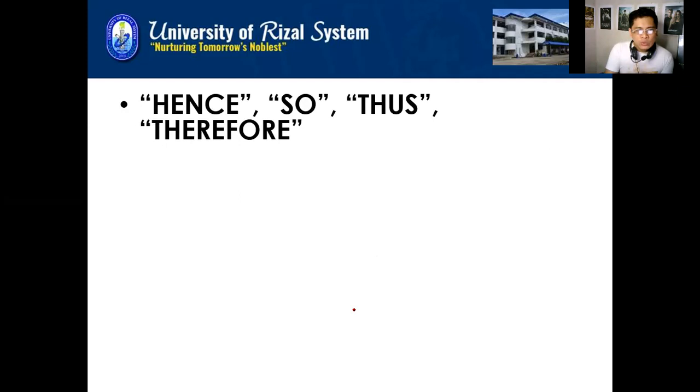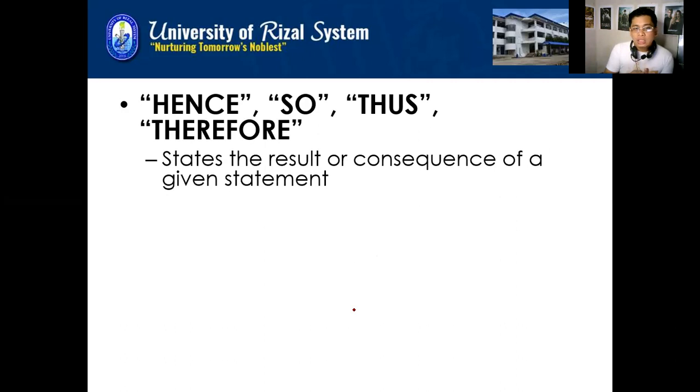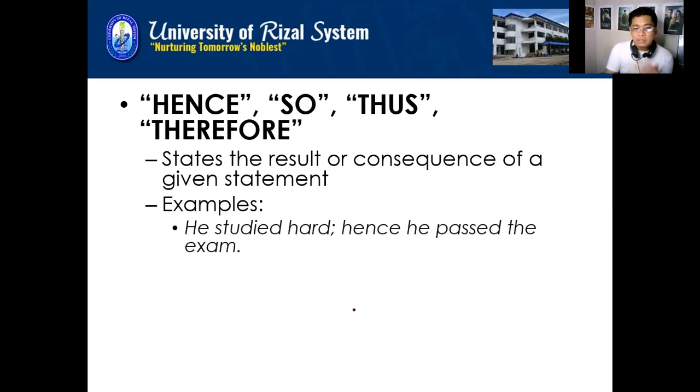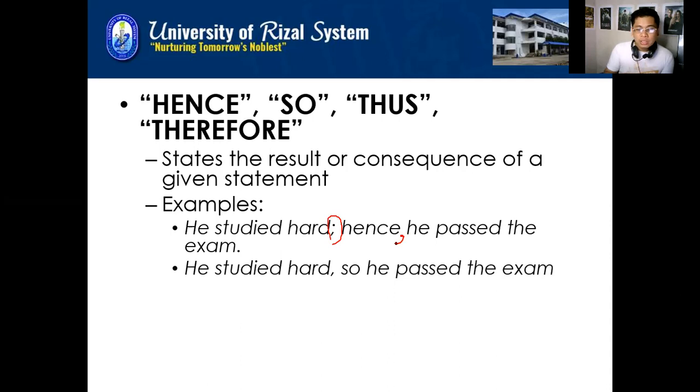Hence, so, thus, therefore all function similarly. They state the result or consequences of a given statement, so the result of a certain action. Let's say, he studied hard. As a result of that, hence he passed the exam. Take note of the punctuation marks. I forgot to put a comma here, but there should be a comma there. So: he studied hard; hence, he passed the exam. He studied hard, so he passed the exam. The reason why he passed the exam is because he studied hard.